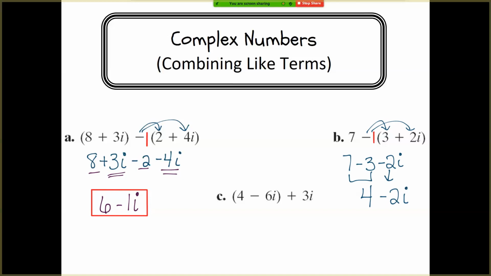And the last one, letter C. Here we have parentheses. There's no negative out in front, so there's no distributing that needs to be done. All I need to do is combine like terms. Well, when I look at the real number, there's no other real numbers in the problem, so I'm going to bring it down. Then I'm going to combine my -6i with my 3i, so -6i plus 3i is -3i. Final answer.